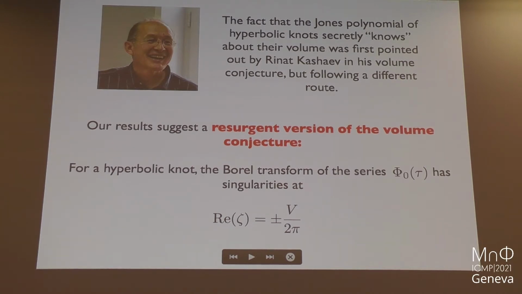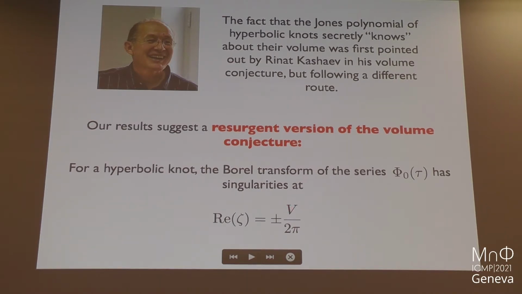But he found this connection in a slightly different way. So what we have here is a slightly different approach to this problem, and this is what I like to call the resurgent version of the volume conjecture. And this resurgent version of the volume conjecture says the following: take a hyperbolic knot, take its Jones polynomial, look at all these singularities, and the prediction of this conjecture is that there will be singularities whose real part will be plus or minus the volume, hyperbolic volume of the knot divided by 2 pi, okay?